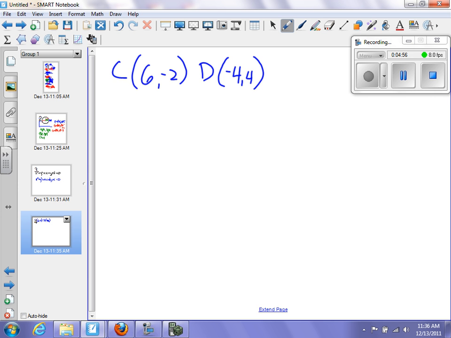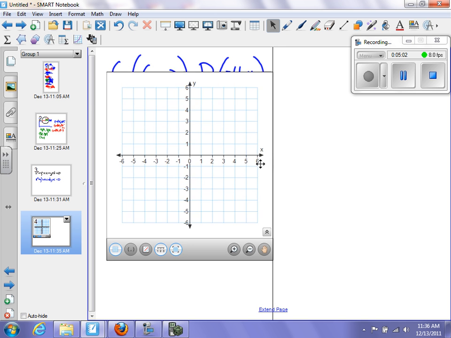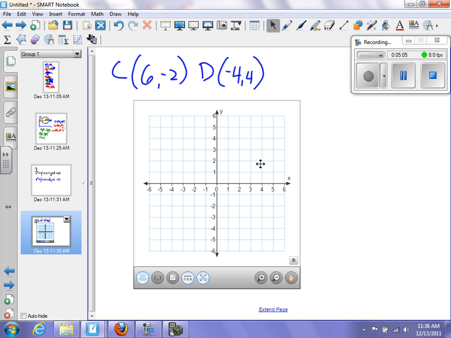Let's see if I can draw a picture real quick here. My point C is at 6, negative 2 right there. And my point D is at negative 4, 4 right there. So I'm going to have a pretty big circle. I don't even know if I can make this circle here. But we'll try it. Maybe I should go call Mr. LeBron. Oh, that was good. That's not too bad, huh?